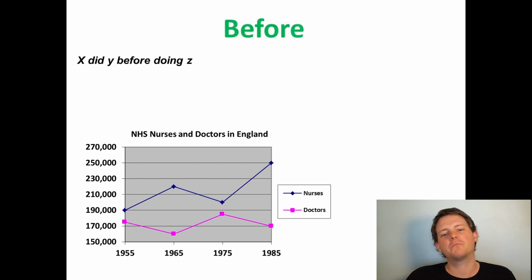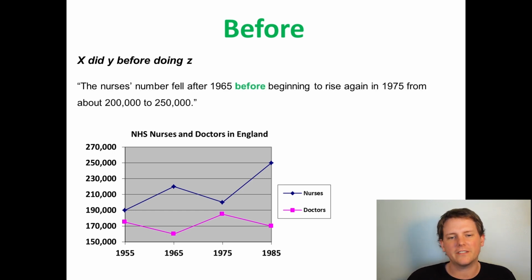And lastly, we have before. X did Y before doing Z. The nurses' number fell after 1965 before beginning to rise again in 1975 from about 200,000 to 250,000. So nurses, 1965, it's about 220,000. And it fell after that before beginning to rise again in 1975 from 200,000 in 1975 to 250,000.